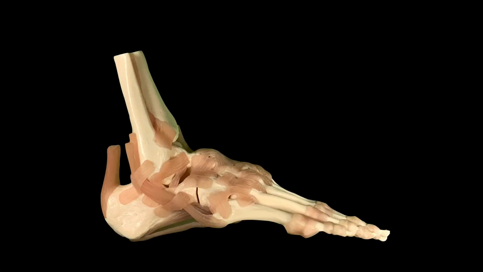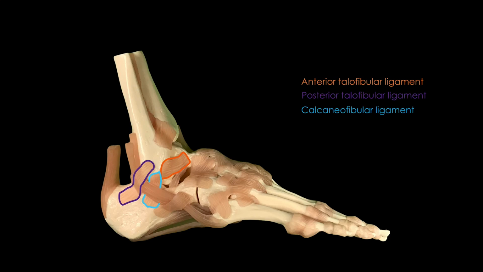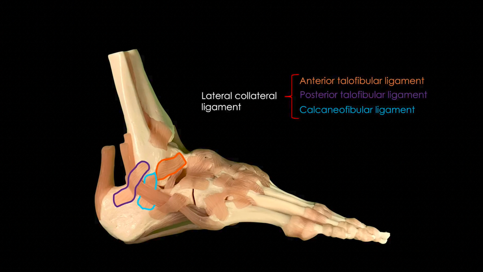What we can see here, anteriorly placed, we just talked about it. This ligament is my anterior talofibular ligament. There we can see the posterior talofibular ligament, and this one, inferiorly located between the fibula and the calcaneum, is my calcaneofibular ligament. And these are my lateral collateral ligaments.